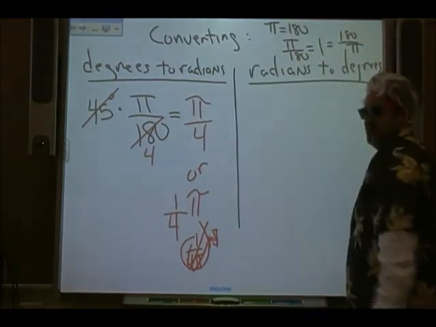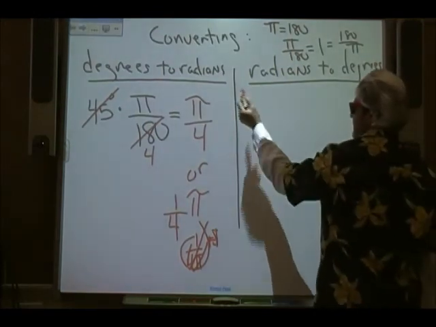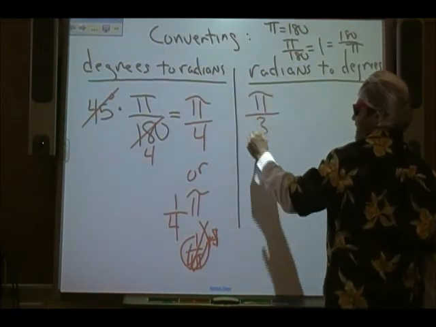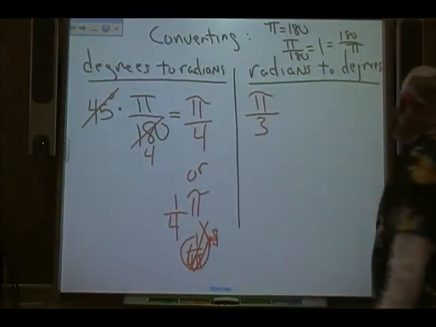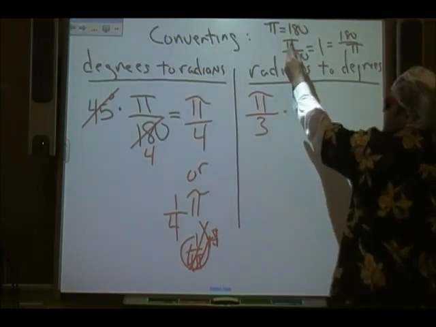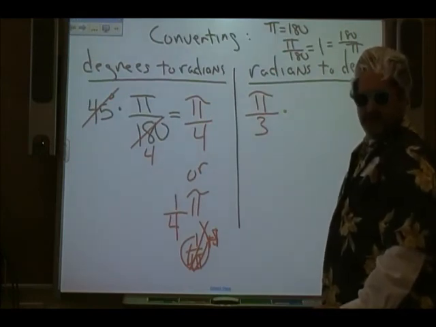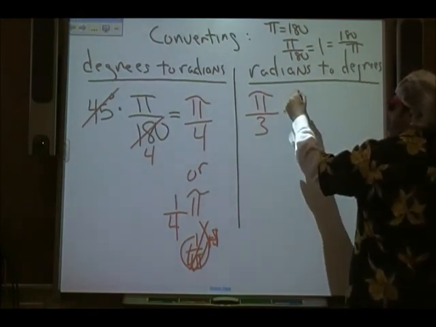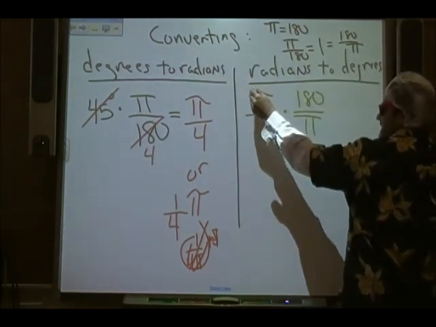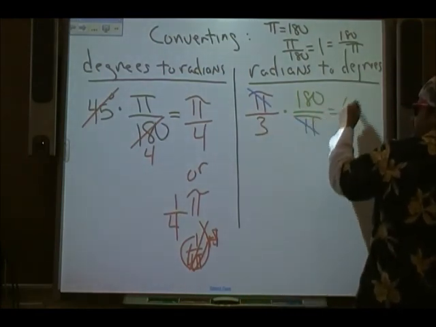Okay. Now I'm going to do radians to degrees. It's a nice simple procedure. Basically, if I take, let's say pi over 3. I want to make this now into degrees. If I multiply by the same one, pi over 180, I'm going to get pi squared. I don't want pi squared. So I multiply by 180 over pi. As you can see, these pi's cancel, and I'm left with 3 into 180, 60 degrees.